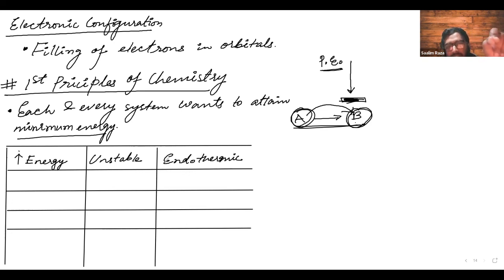If you increase the energy, that means you are giving the energy. If you are giving somebody energy, and any system in the universe doesn't want energy, it wants minimum energy, that means you are making it unstable. So if there is an increase in energy, the system is unstable and the process is endothermic. Similarly, if there is a decrease in energy, the system becomes stable and the process is exothermic.